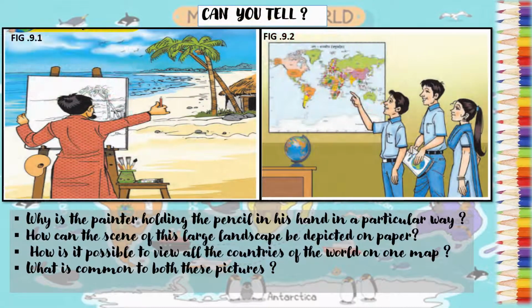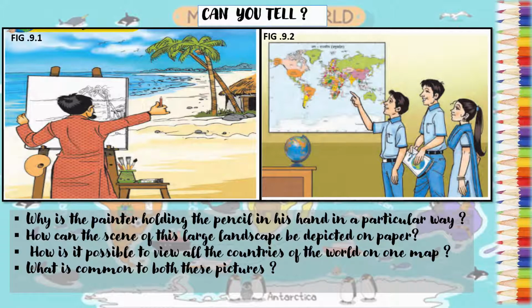Now can you tell, this is there in your textbook page number 60. Two pictures are given. Figure 9.1 shows a painter taking an estimate of a scene and figure 9.2 shows students looking at the map. Now, after observing the picture, answer the following questions. First one, why is the painter holding the pencil in his hand in a particular way? The painter is holding the pencil in his hand in a particular way because he is taking an estimated scale of the scene in front of him with the help of the pencil.